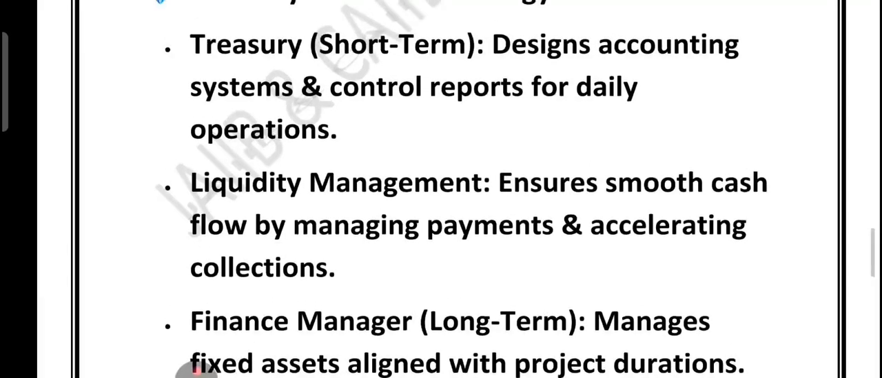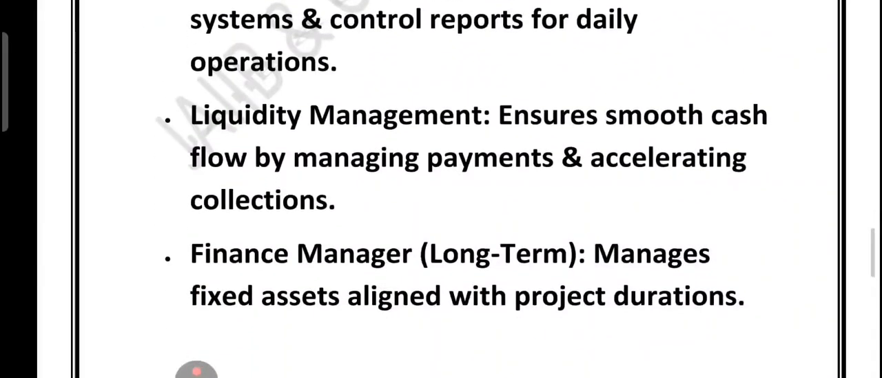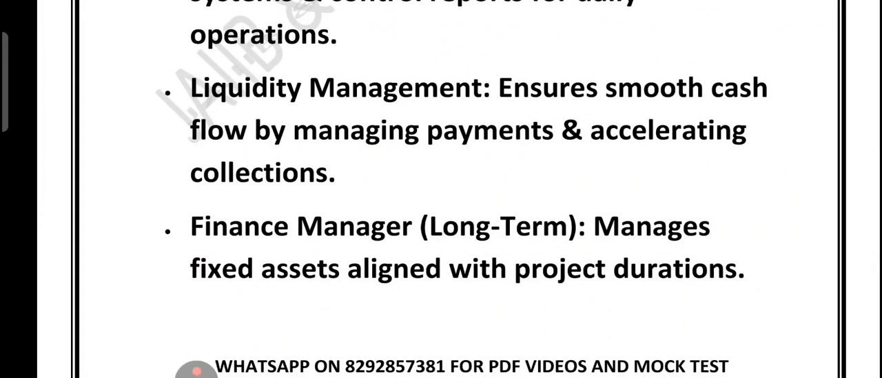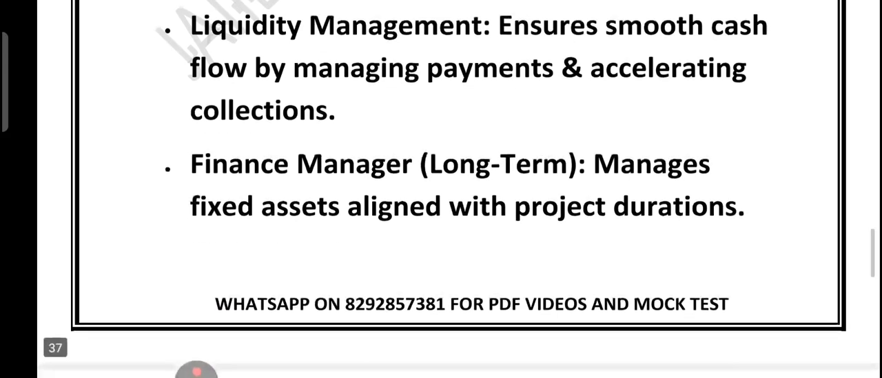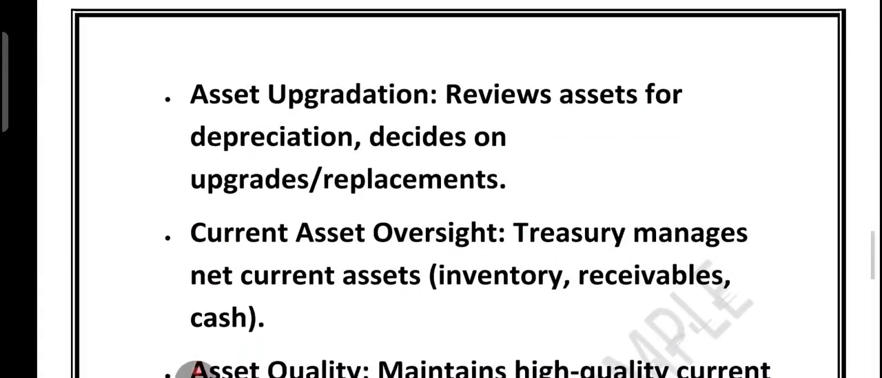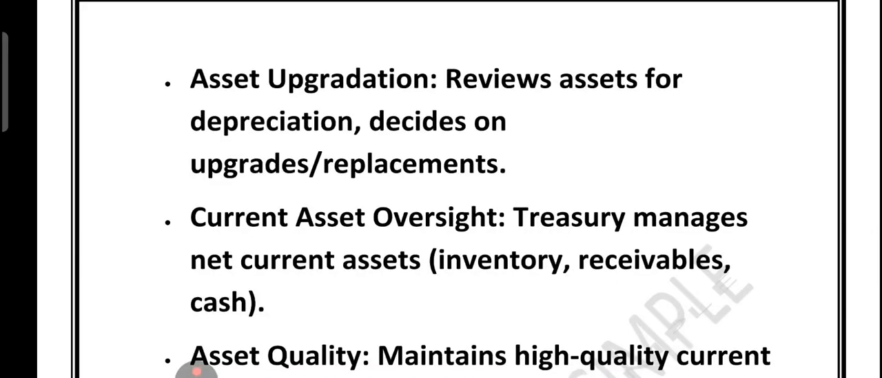So we are talking about the roles played by treasury and finance. The third role is the finance manager, which is for the long term. Treasury is for the short term; finance manager thinks about the long term. They monitor the fixed assets in line with the project duration. Then we have asset upgradation. Treasury and finance review the assets for depreciation, and they decide on upgrade or replacement.